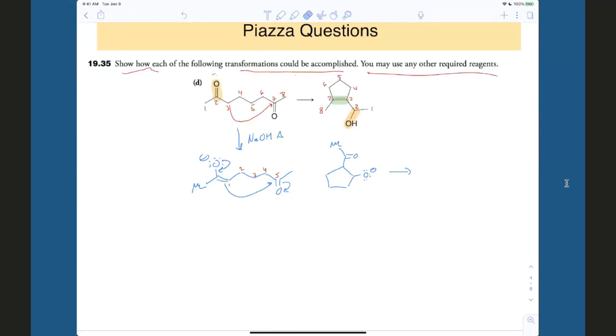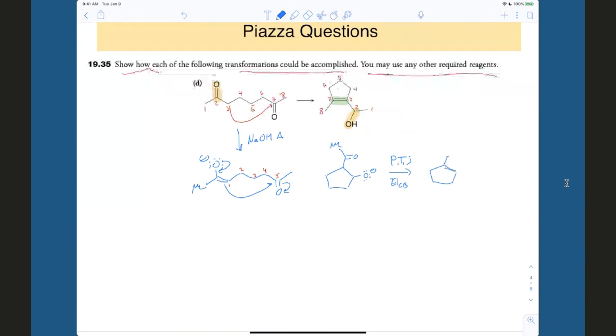Proton transfer, E1CB. If you're on an exam, you should definitely write out the E1CB. But for the sake of time, this gets us to this methyl ketone. Oh, I lost my carbon along the way. I'm sorry. And this can go to the product with just sodium borohydride.